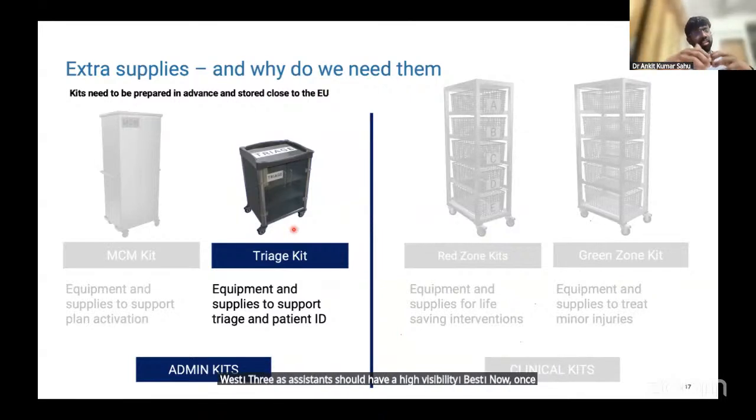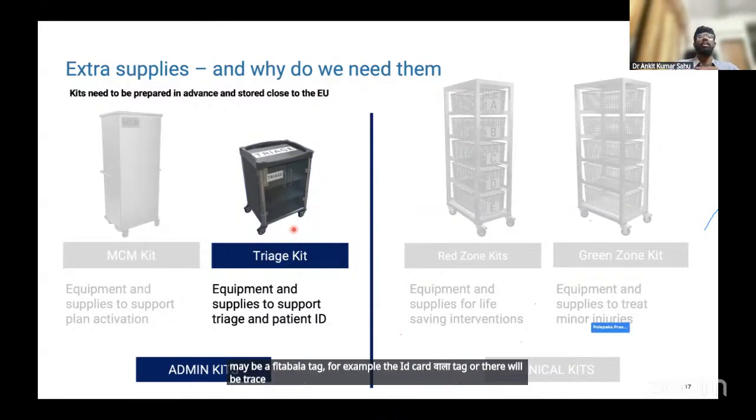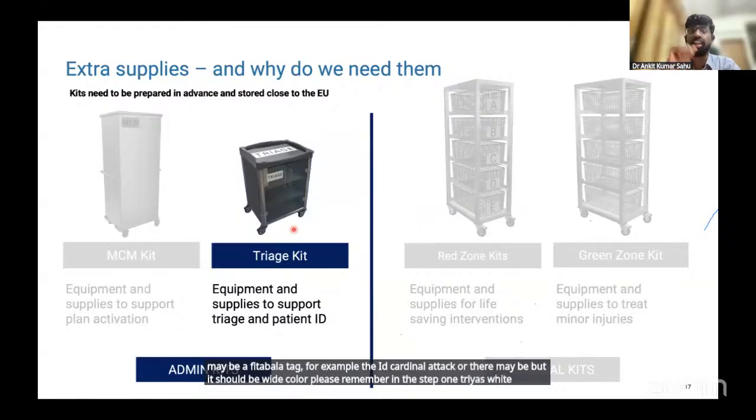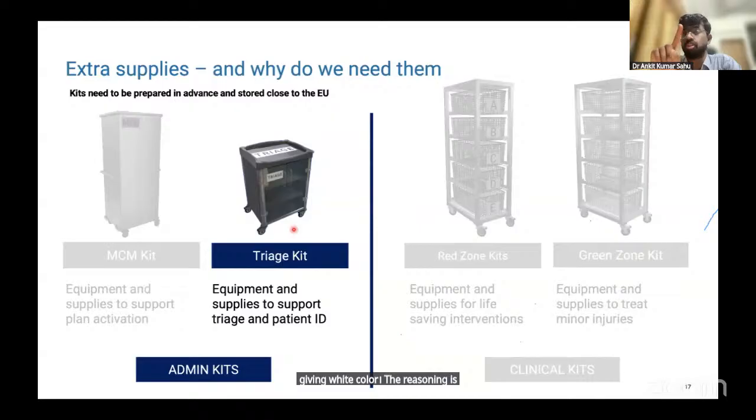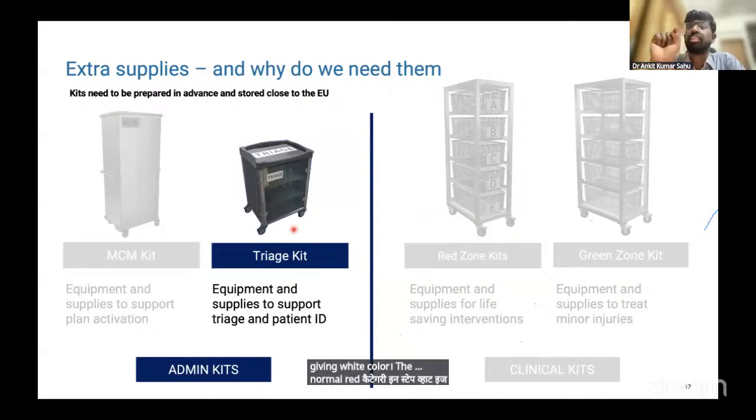Now, once the patient enters, the patient should be tagged. That may be a tag like a ribbon, or an ID card, or there may be a triage band. But it should be white color. Please remember, in the step 1 triage, white color is needed. Why are we giving white color? The reason being it should not be confused with the normal red, yellow, green category. In step 1 triage, a white color band is used which is numbered. So it should be available in the triage kit.